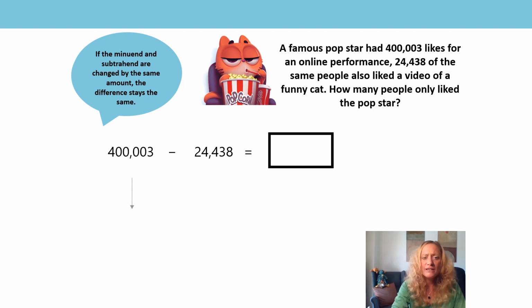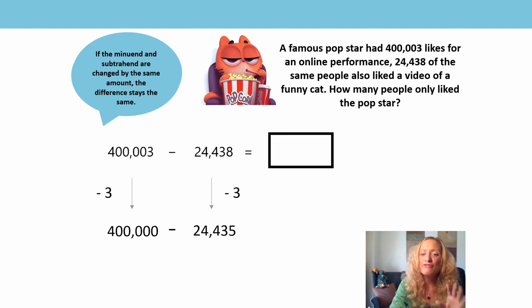What would happen if I subtracted 3? I'm looking at that and I'm thinking, oh, it's really easy to subtract 3 from 400,003. I'd get 400,000, and then I'd get 24,435 for my subtrahend. Would that be an easy written method? No, why not? I've got the zeros, haven't I? I've still got all those zeros in my minuend. What should I subtract it by then to get a number that doesn't have all those zeros in the minuend?